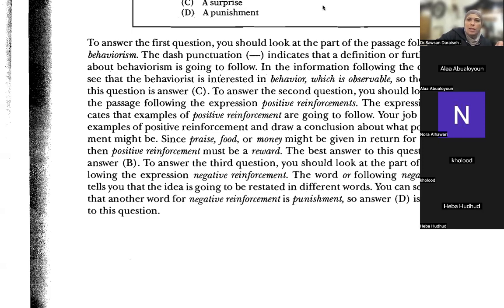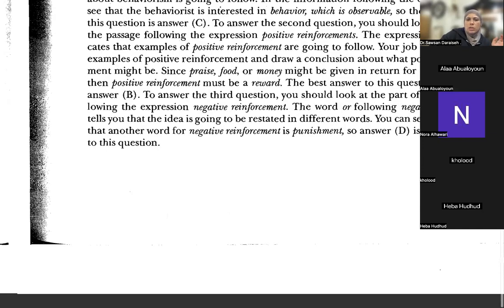All right, هاي بيسموها what? To restate means what? To paraphrase, kind of paraphrase. You've heard of paraphrase. كلكم أكيد سمعتوا بالparaphrase اللي هي تعيد الفكرة بكلمات أخرى that give the same meaning, right? That's called paraphrasing, all right? So restating in different words. You can see in the passage, بالنص, that another word for negative reinforcement, which is here, is punishment. So answer D is the best answer to this question.